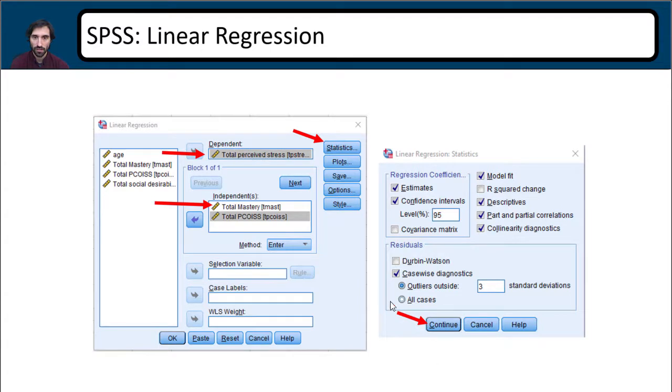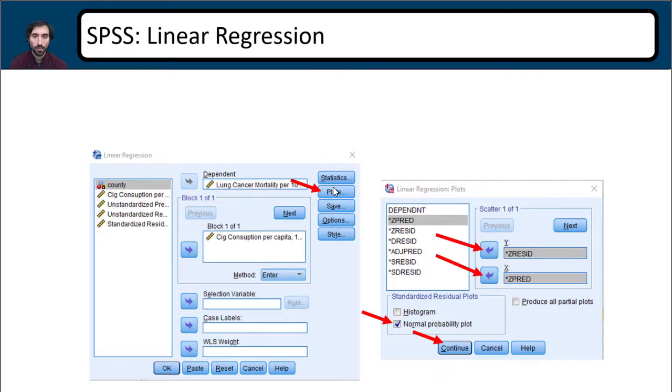We need to make sure that all of these are checked. This time we have the Collinearity Diagnostics. Again, this is going to let us know whether these two variables are closely correlated. All right, when we go to Plots, we will put in, just like last time, for our y, our z residual, and then for our x, we would put our z predicted.